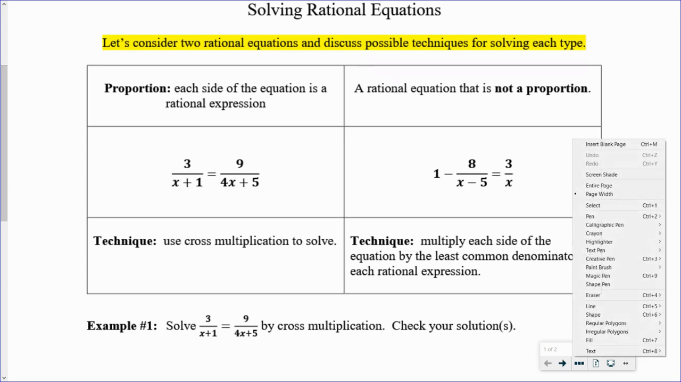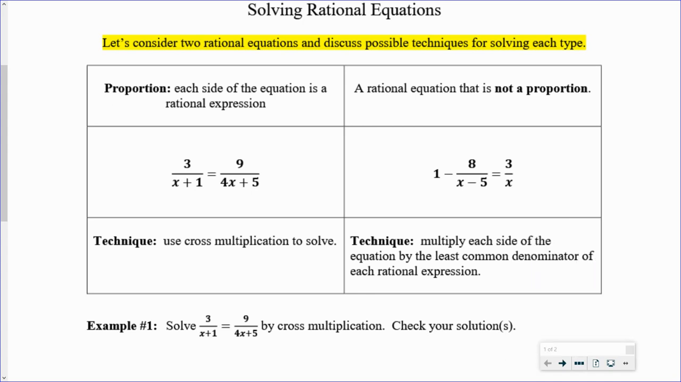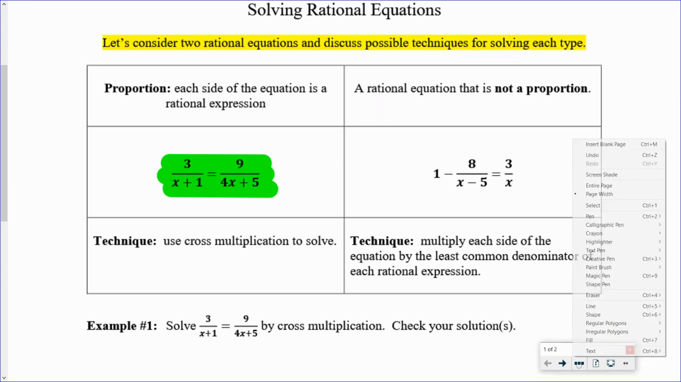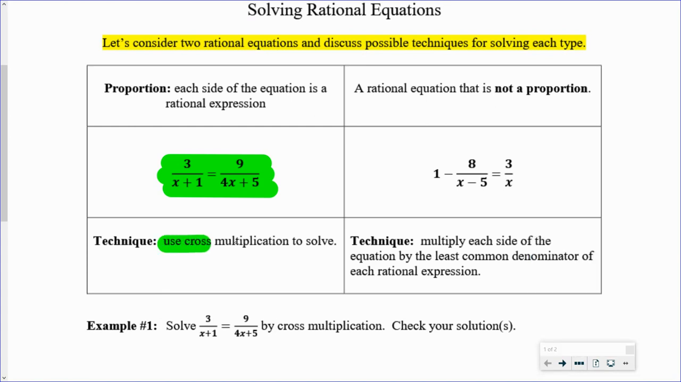If we look, grab the highlighter real quick. This right here is an example of a rational equation that is a proportion. The technique that we're going to use to solve something like this is cross multiplication. And you've probably seen this technique before. I don't know if you've used it in a setting exactly like this, but it should look pretty familiar to you.